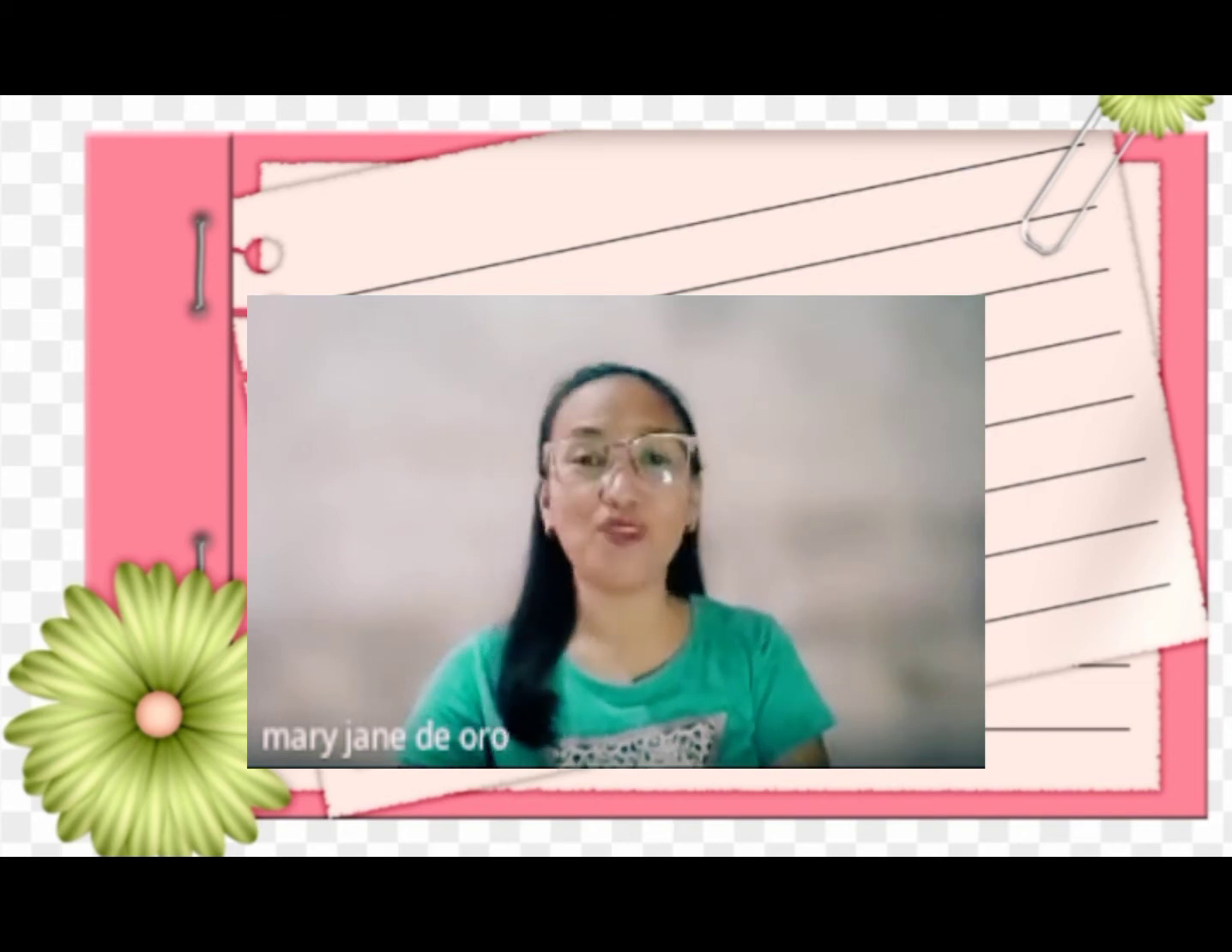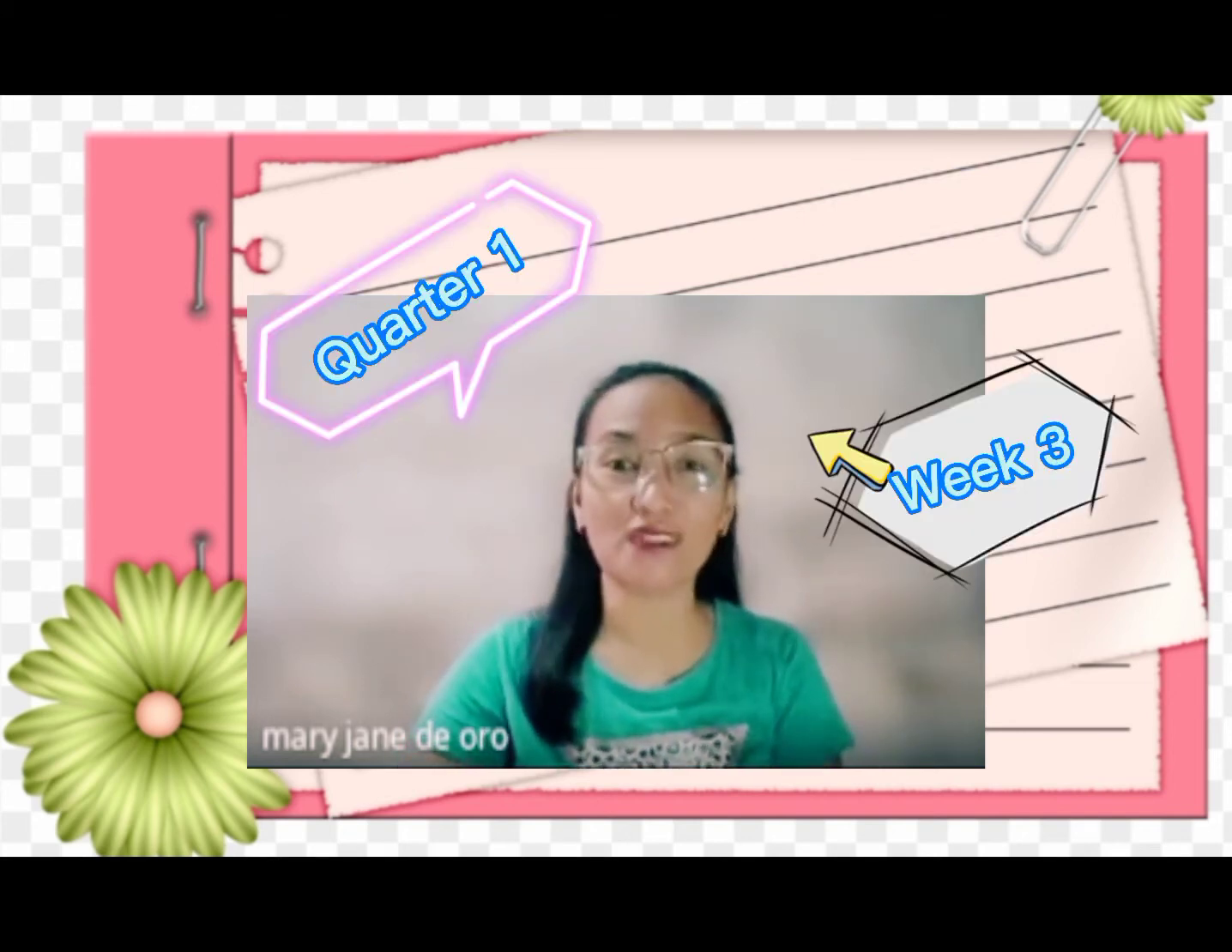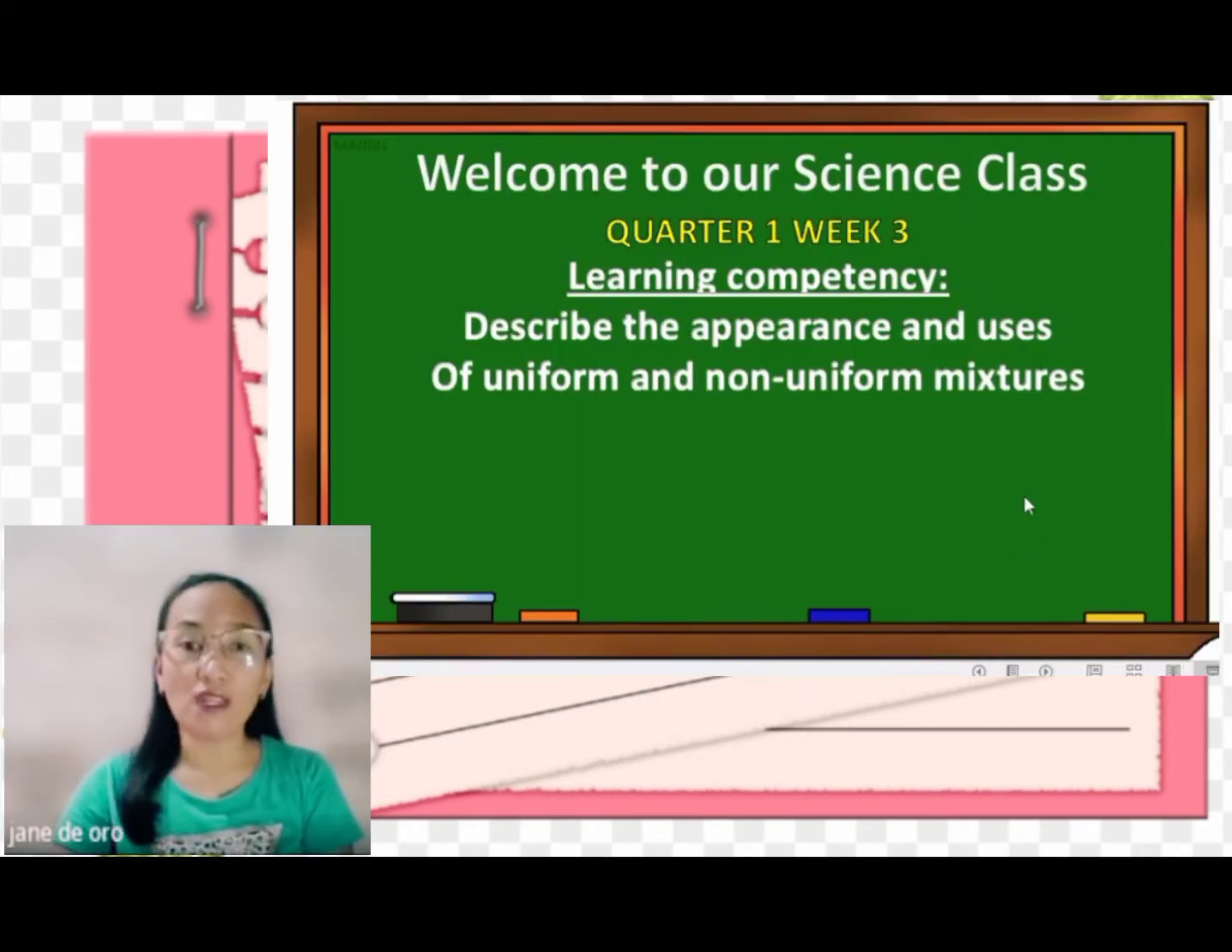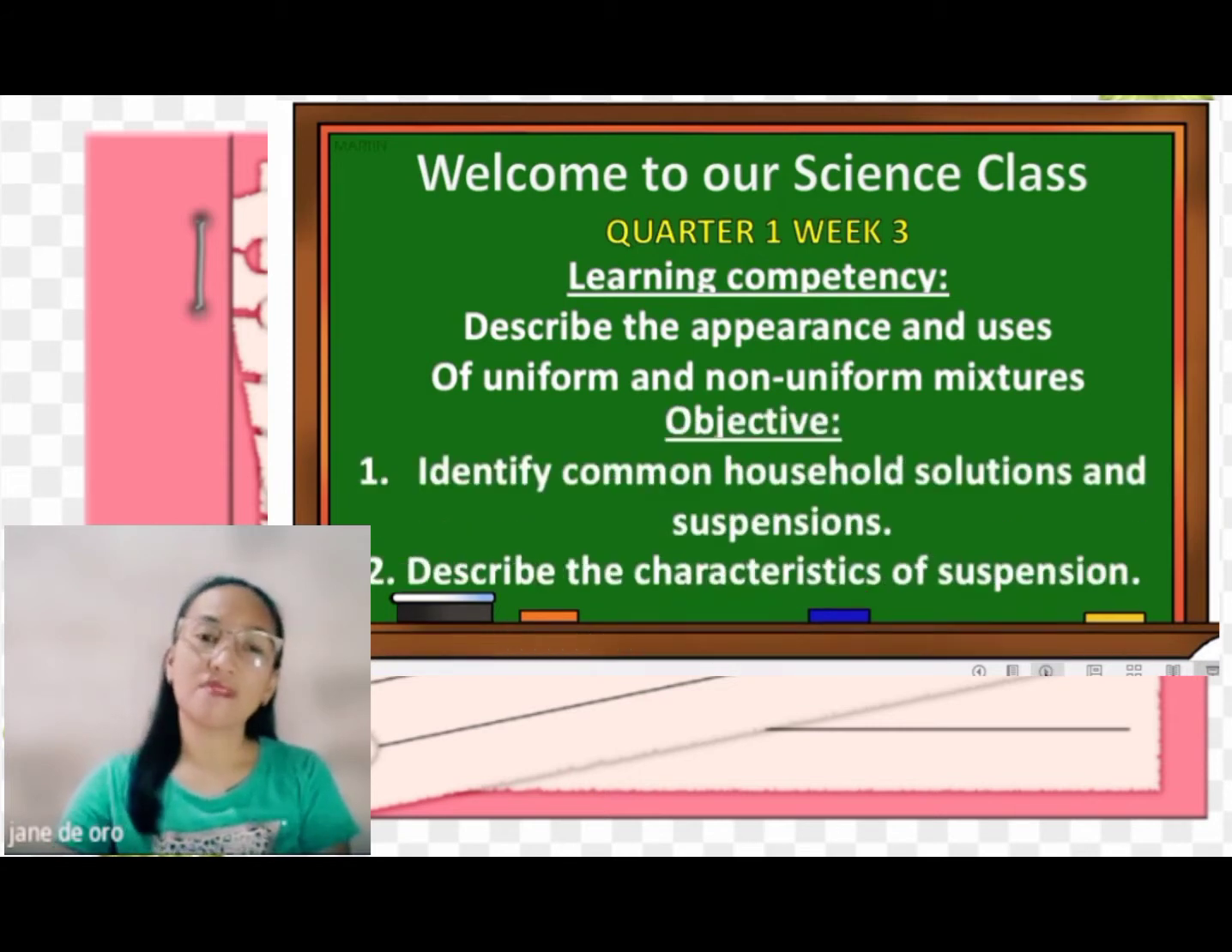For today, we are now on quarter 1, week 3. For our learning competency, describe the appearance and uses of uniform and non-uniform mixtures. And for the objective for today, identify common household solutions and suspensions. Describe the characteristics of suspension.